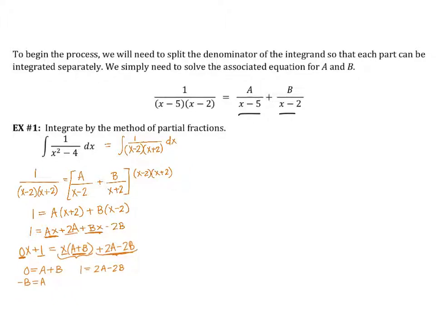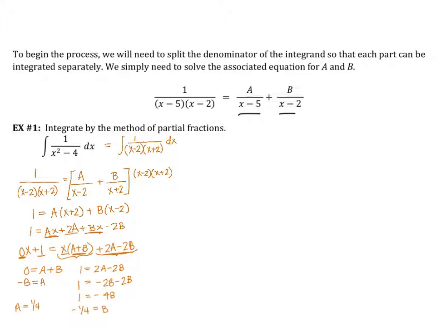So when I plug this in, I'm going to have 1 equals 2A minus 2B, and in place of A I'm going to put negative B. So that's going to be negative 2B minus 2B, and so I have 1 equals negative 4B. And we have a negative 1/4 for B. And if we plug back in over here for A, we're going to get A is a positive 1/4. So now we're ready to substitute these values back up here and separate our integral.